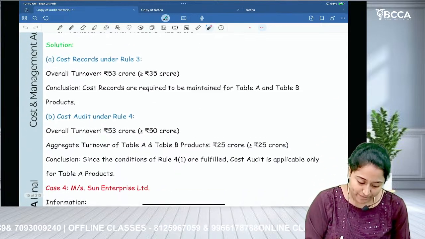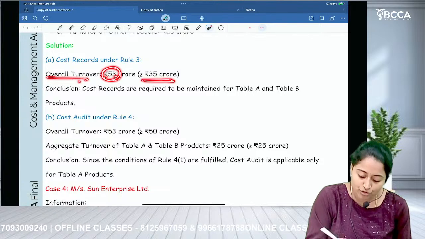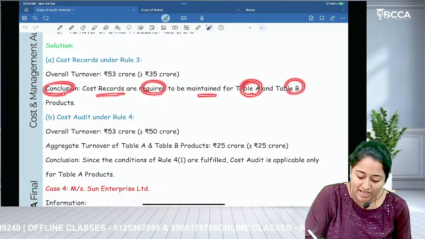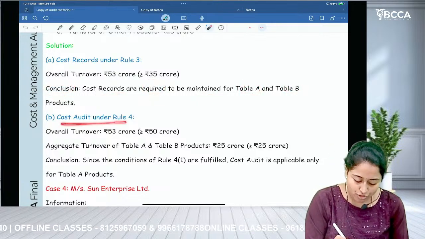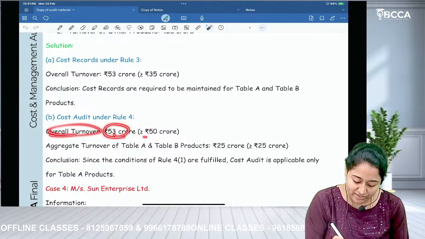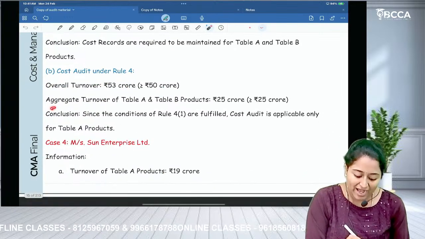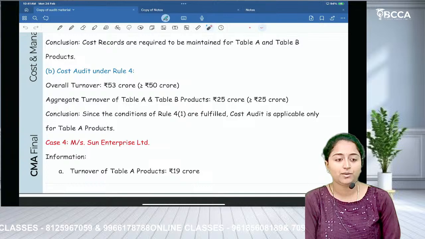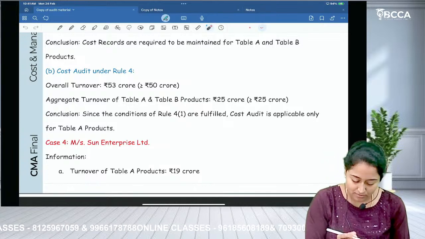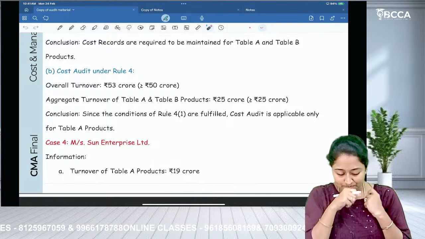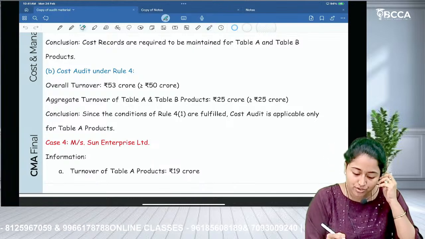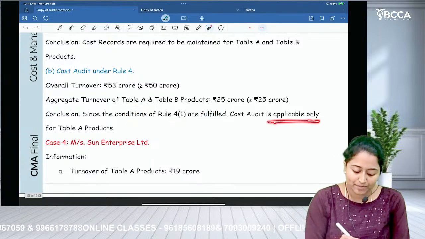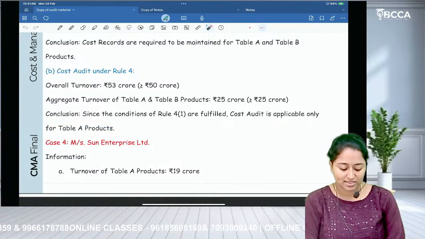Cost records under rule 3. Overall turnover 53 crores, more than or equal to 35 crores. Conclusion, cost records are required to be maintained for table A and table B products. Cost audit under rule 4. Overall turnover 53 crores, more than or equal to 50 crores. Aggregate turnover of table A and table B products 25 crores, which is more than or equal to 25 crores. Sorry. Now, what is the conclusion? Since the conditions of rule 4 subsection 1 are fulfilled, cost audit is applicable only for table A products.